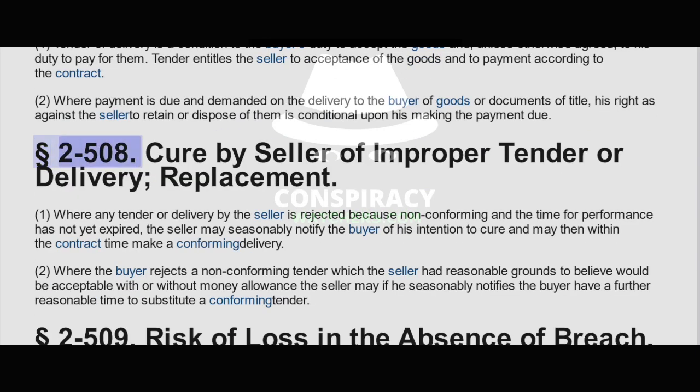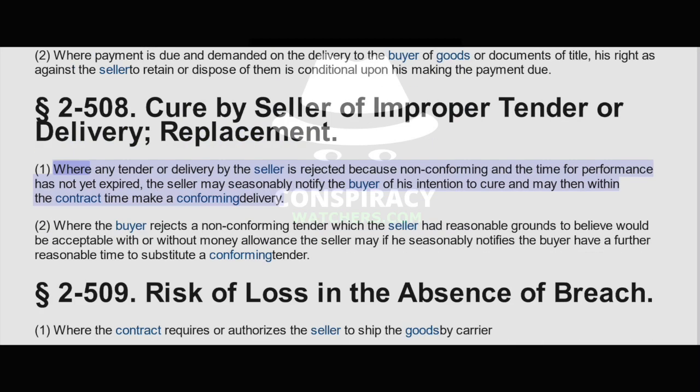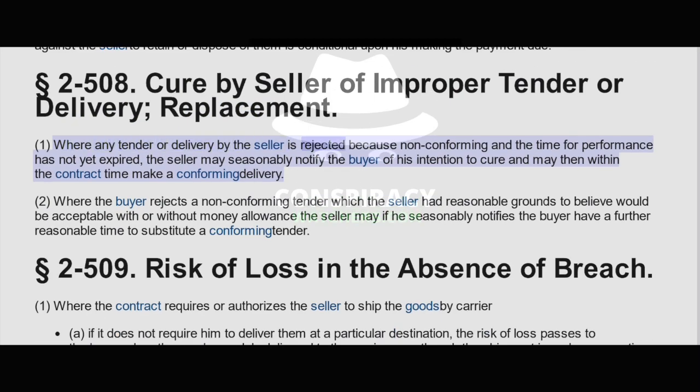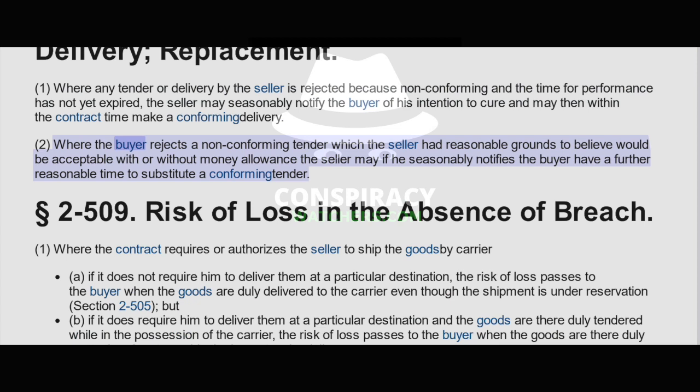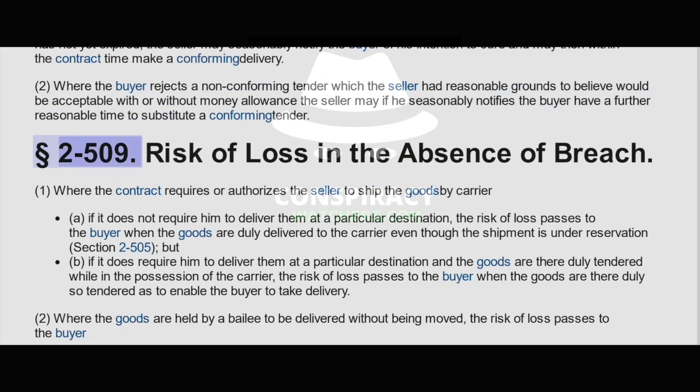Section 2-508. Cure by seller of improper tender or delivery; replacement. (1) Where any tender or delivery by the seller is rejected because non-conforming and the time for performance has not yet expired, the seller may seasonably notify the buyer of his intention to cure and may then within the contract time make a conforming delivery. (2) Where the buyer rejects a non-conforming tender which the seller had reasonable grounds to believe would be acceptable with or without money allowance, the seller may, if he seasonably notifies the buyer, have a further reasonable time to substitute a conforming tender.